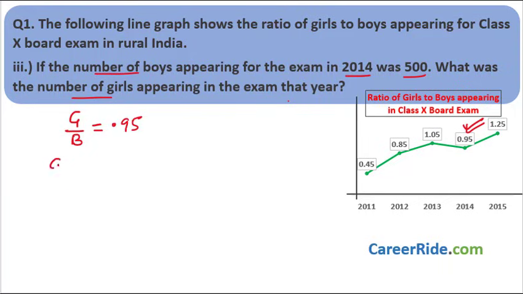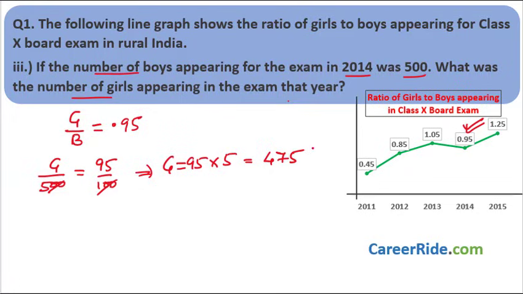So what I can do is place the value of number of boys, 500. This is equal to 95 upon 100, right? So what is the number of girls from here? G is equal to 95 into 5. Simple multiplication. This is equal to 475. This is the number of girls appearing for the board exams in the year 2014. Very easy. All that you have to know is that this is the ratio that you have to make use of, and you can solve this kind of question very easily in 30 seconds because you just have to carry out this simple multiplication, right? Let's move on to the next question.